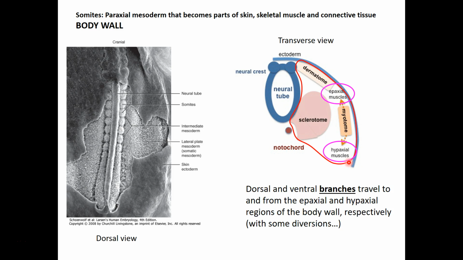So just to get back to where those two pink branches, those dorsal and ventral branches, and I'm using the word branches for now, we'll talk about them more specifically in a little bit, travel to, they actually travel to and from that epaxial muscle mass, the muscles right along the vertebral column, and the hypaxial muscle mass. Okay, so keep those ideas in mind. We'll get a lot more into that, but just to introduce you to that general idea.